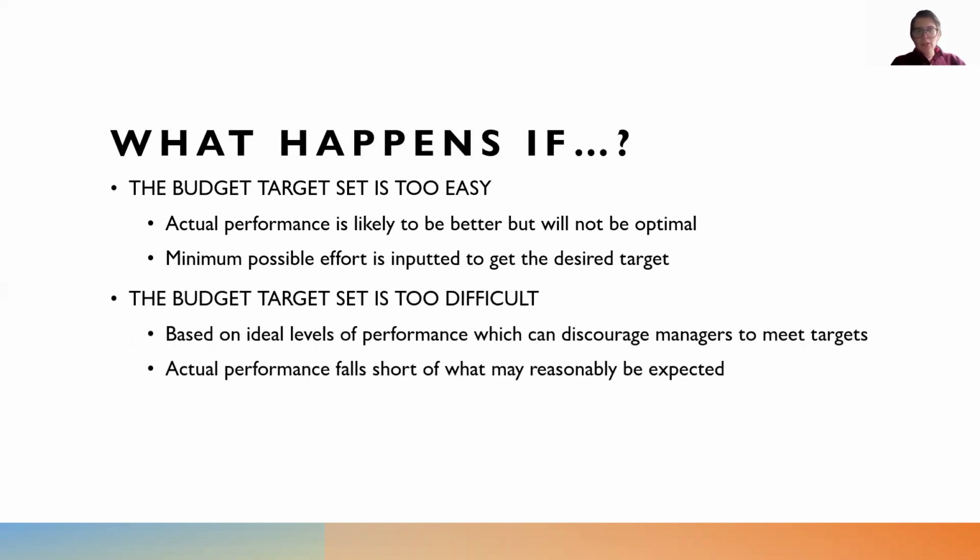If the budget set is too difficult, well, this is going to be based on ideal levels of performance, which can discourage managers from meeting targets because they think they're just too unrealistic. Actual performance could also fall short of what is reasonably expected from them. Ideally, what we want is the right level of difficulty from our budget. This means that our budget will be tough but attainable.